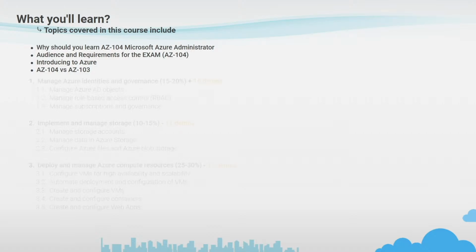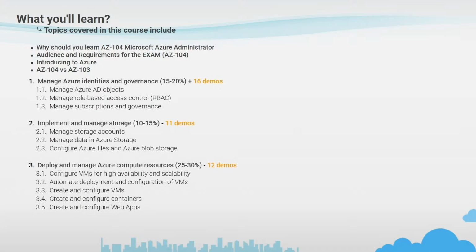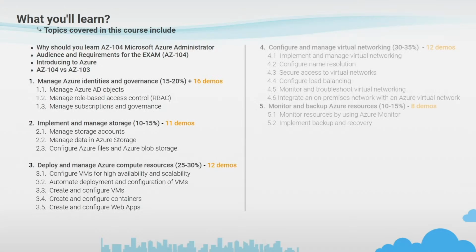As content, this course is split into five parts. The first one is Manage Azure Identities and Governance. This part will cover everything about managing Azure AD objects, managing subscriptions, governance and Role-Based Access Control. In the second part, you will learn how to implement and manage Azure Storage Services. The deployment of Azure compute resources will be presented in the third part. You will get familiar with how to configure and manage Azure Virtual Networks in the fourth part. And the last one, the fifth part, is about monitoring and backing up Azure resources.